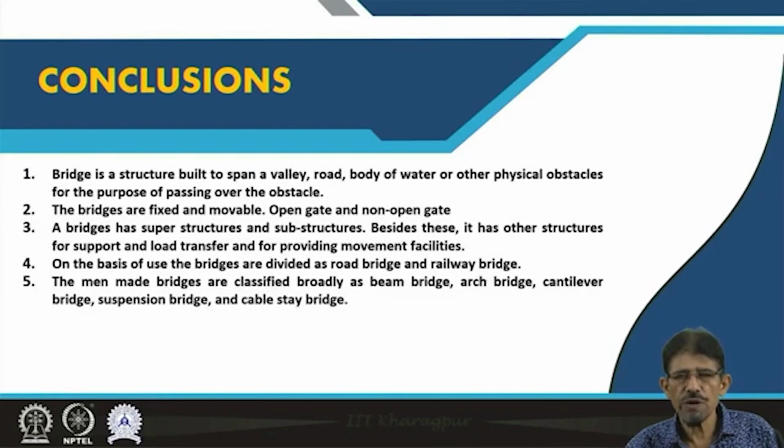As far as the conclusion is concerned, we have elaborated all the aspects related to classification, different types of bridges, and the transfer of the load through different types of structures. We can say in conclusion that a bridge is a structure built to span a valley, road, body of water or fire zone or any type of physical obstacle, for the purpose of passing over these obstacles or problematic zones. The bridges are fixed or mobile in view of the dynamic state.